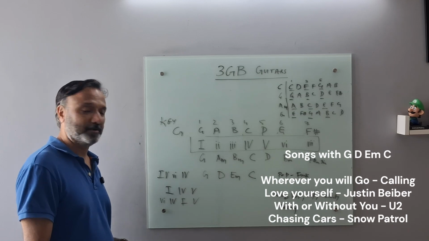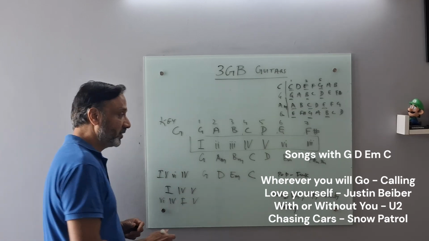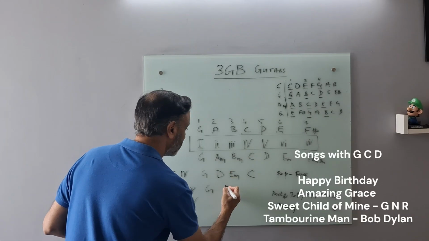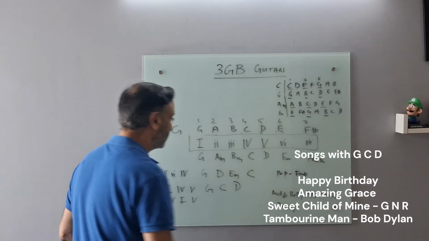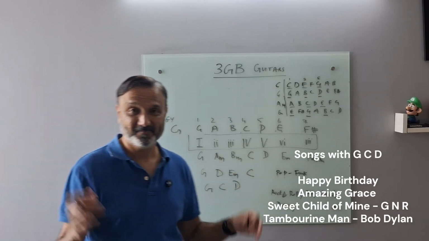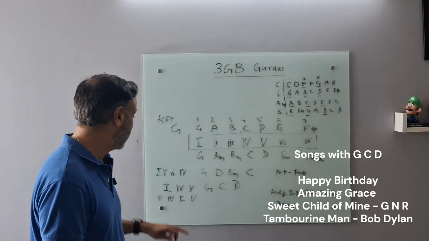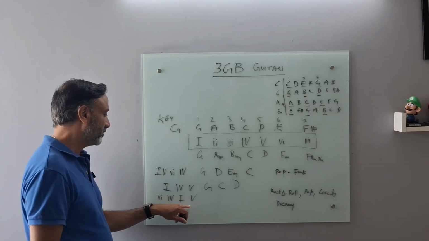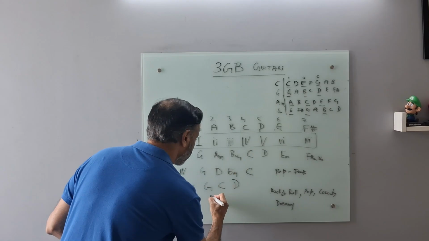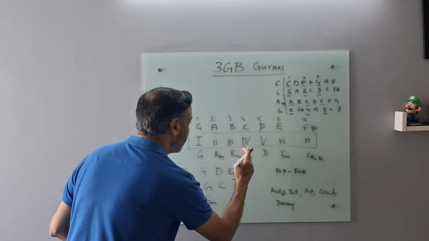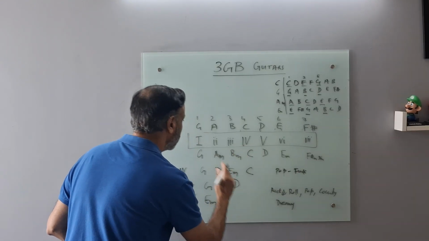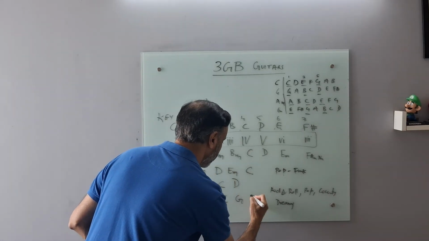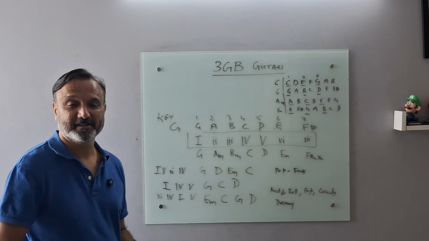Let's try 1, 4, and 5. If you want to play rock and roll kind of songs or country, 1, 4, 5. See? G, C, D. A whole lot of songs are written with this. Last one, a ballad version, 6, 4, 1, 5. 6 is E minor, 4 is C, 1 is G, 5 is D. E minor, C, G, D.